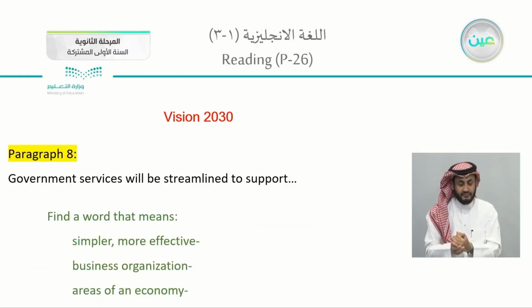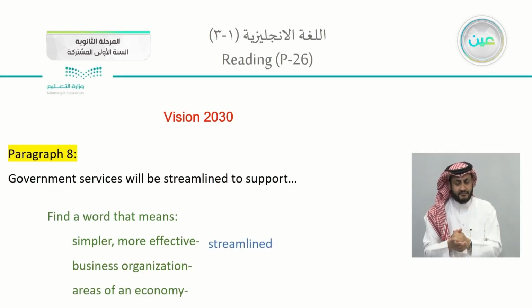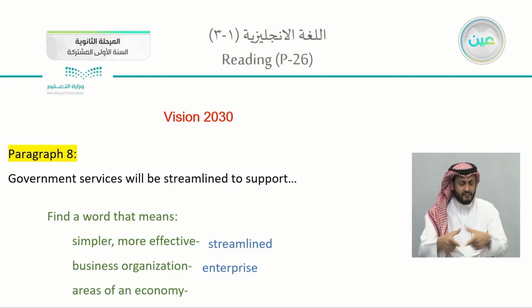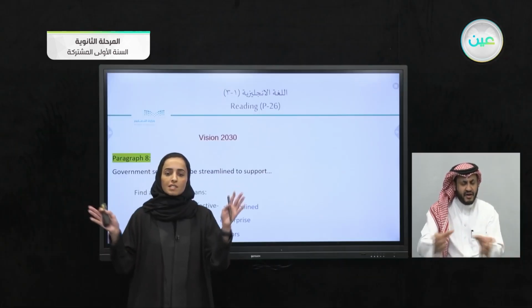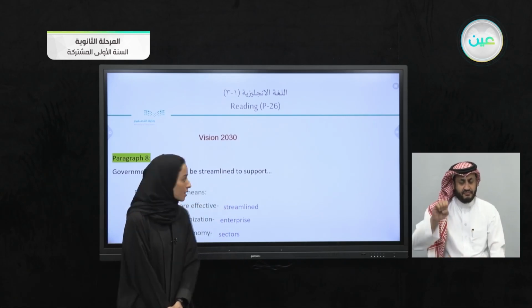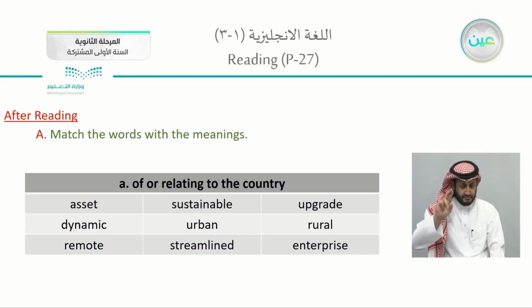Let's find a word that means simpler and more effective. The services are streamlined: easier, simpler, and more effective. Business organization, small business organizations as well as big ones, is an enterprise. Areas of an economy, we call them the sectors. Different fields, different sectors.